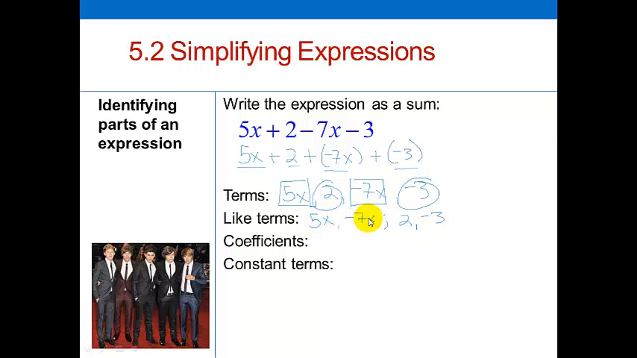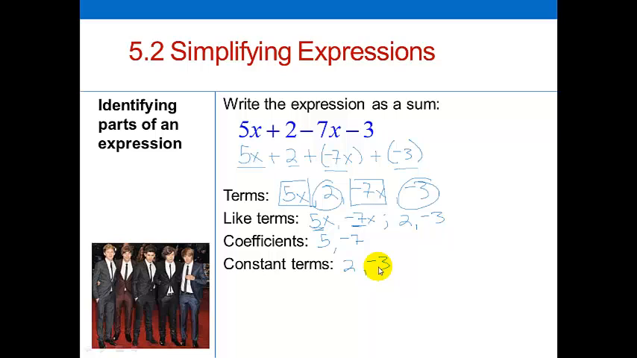These two have the same outfit, and these two, you can think about having the same outfit because there's no variable there. Our coefficients, remember, is the co-pilot, so it has to be with the variable. So if I look up here, I can see that the 5 and the negative 7 are going to be our co-pilots, our coefficients. And then our constant terms, the ones that are alone, are going to be 2 and negative 3.